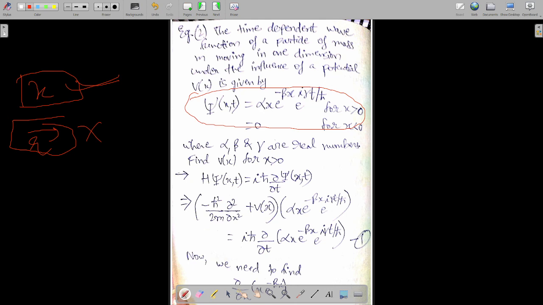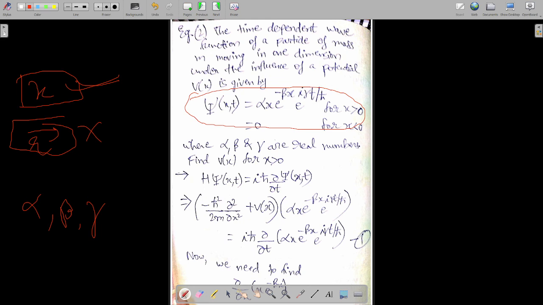I have already discussed this in the previous 8 lectures. You can go and watch over there. So the time dependent wave function of a particle of mass m moving in one dimension under the influence of a potential v of x is given by this, where alpha, beta and gamma are real numbers.